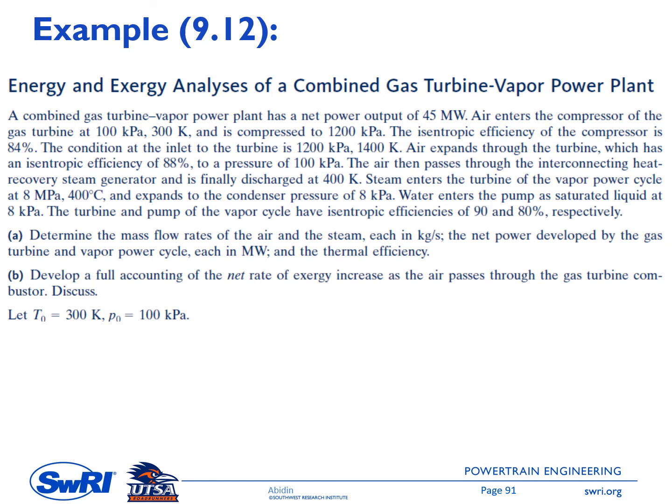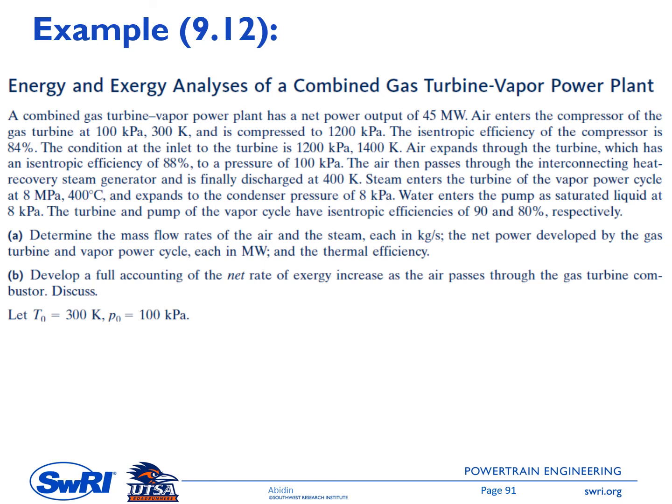The air then passes through the interconnecting heat recovery steam generator and is finally discharged at 400 Kelvin. Steam enters the turbine of the vapor power cycle at 8 megapascals, 400 degrees C, and expands to the condenser pressure of 8 kilopascals. Water enters the pump as a saturated liquid at 8 kilopascals. The turbine and pump of the vapor cycle have isentropic efficiencies of 90 and 80% respectively.